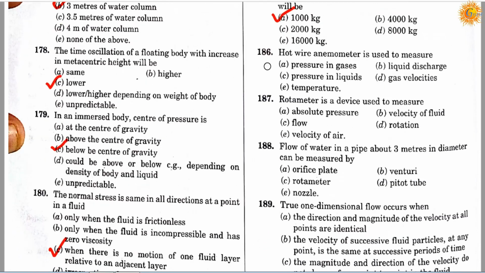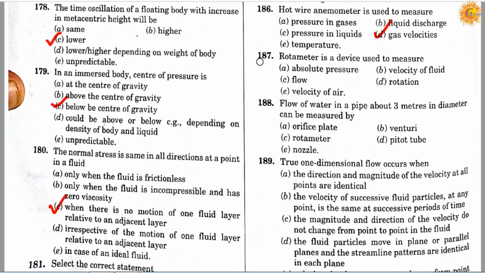Question number 186. Hot wire anemometer is used to measure: option A pressure in gases, option B liquid discharge, option C pressure in liquids, option D gas velocities, and option E temperature. So correct answer is D, gas velocities. Hot wire anemometer is used for measuring the gas velocities.